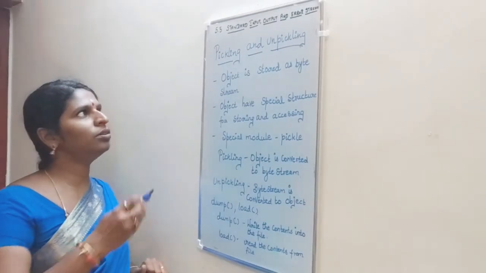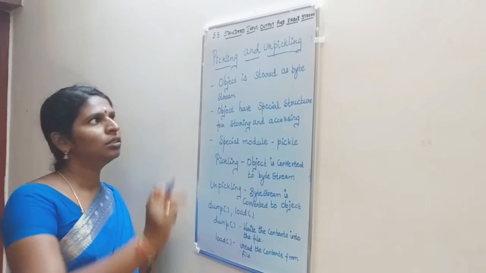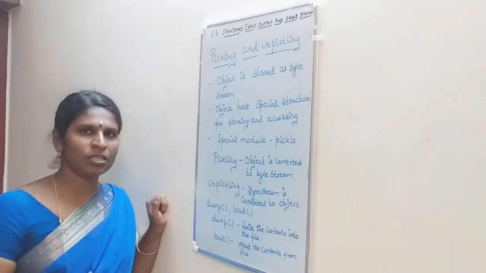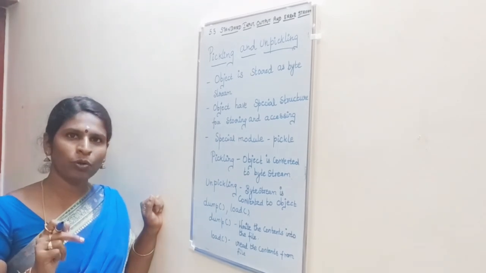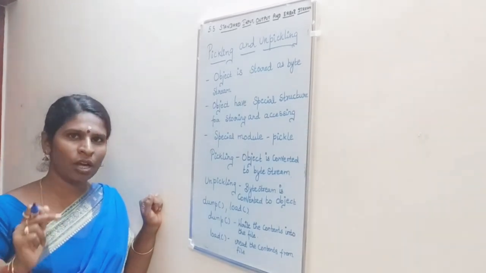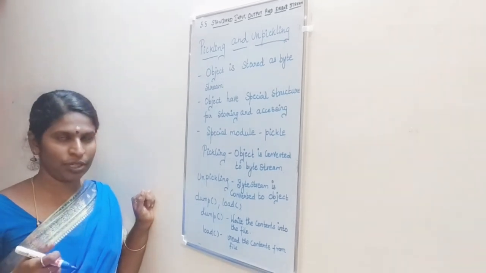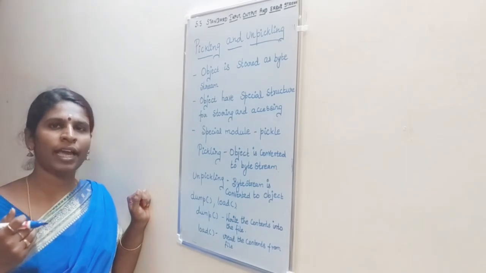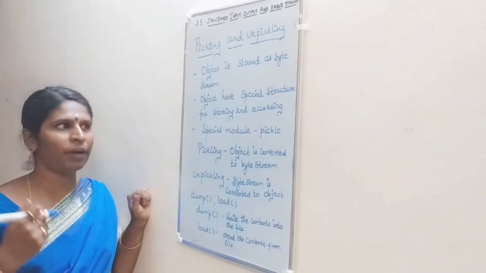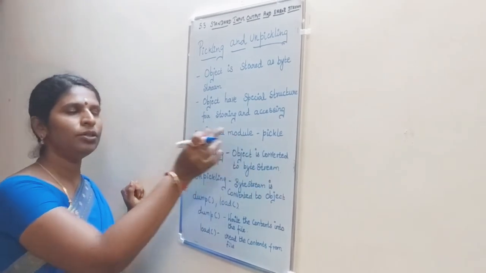Next we are going to discuss pickling and unpickling. We know that the object concept is used in object-oriented programming. In a class program, using objects alone, we can access the data members and member functions. We have a special structure to store and access objects in Python. Here, using the pickle module, we can do that.